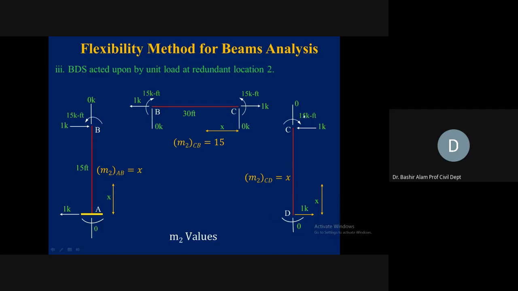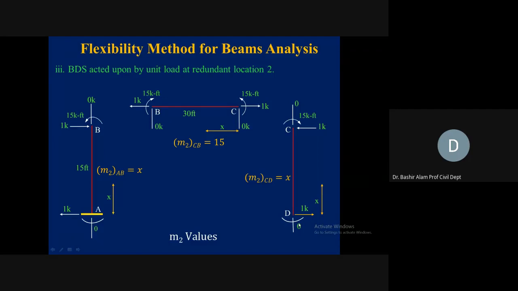Now CD should be in equilibrium. 0 and 0, we have summation of Fy satisfied. 1 kip is leftward directed, so 1 kip here, summation of Fx is satisfied for the member. Now the moment 15 kip-feet was clockwise, so 1 times 15 is counterclockwise, so 15 minus 15 is 0. At the free end you must have 0 moment, so this 0 moment is coming here.